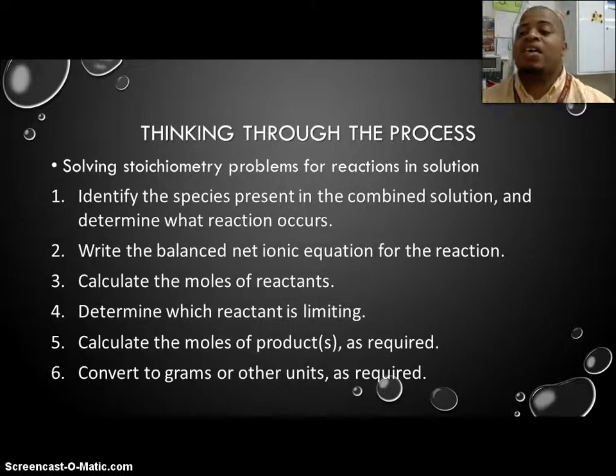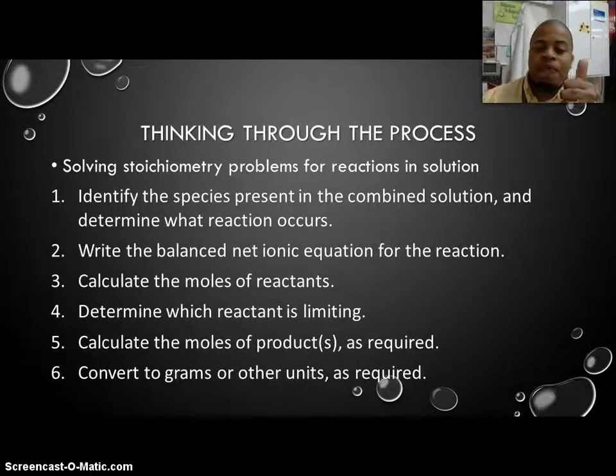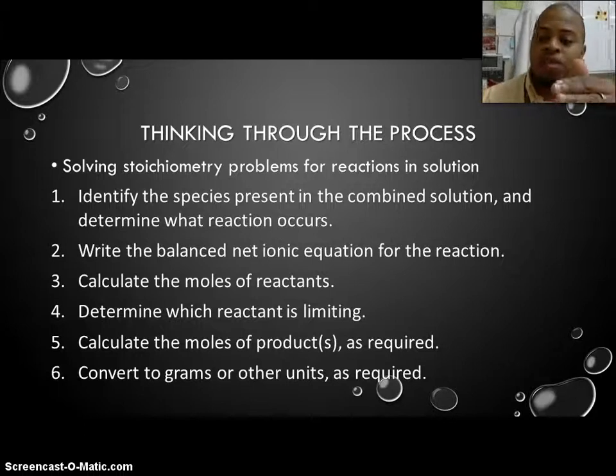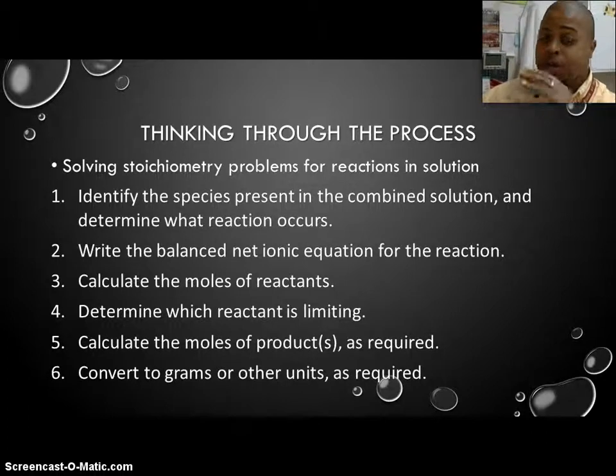Now, thinking through the overall process, if I have to go through and do stoichiometry for a problem that occurs in solution, we need to look at a couple of steps. First, we need to identify the species that are present and combine in the solution. That's going to help us out a whole lot. Right after that, we're going to write the balanced net ionic equation. This is going to let us know, just like with our regular stoichiometry, how much of each of the substances we're dealing with, even in their ionic states. Next, calculate the moles of the reactants, figure out which is limiting, calculate the moles of the products as required, and convert to grams or other units as needed.